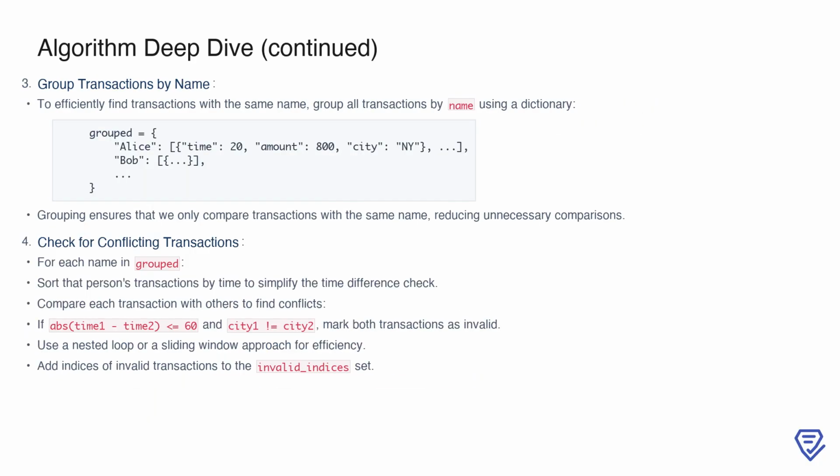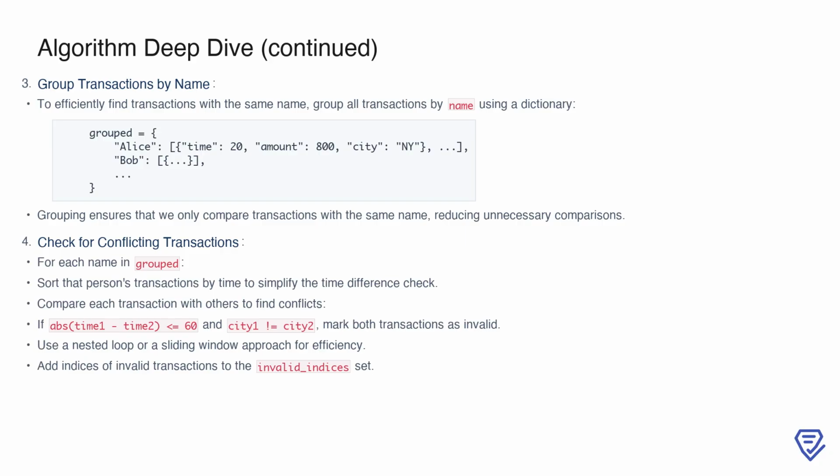To streamline the process of finding conflicting transactions, we group all transactions by the name of the person involved. This is done using a dictionary where the keys are the names and the values are lists of transactions associated with that name. For instance, all of Alice's transactions are grouped together, making it easier to focus only on relevant comparisons. This grouping approach reduces the need for redundant comparisons across unrelated transactions. Once grouped, we then check for conflicts within each group.